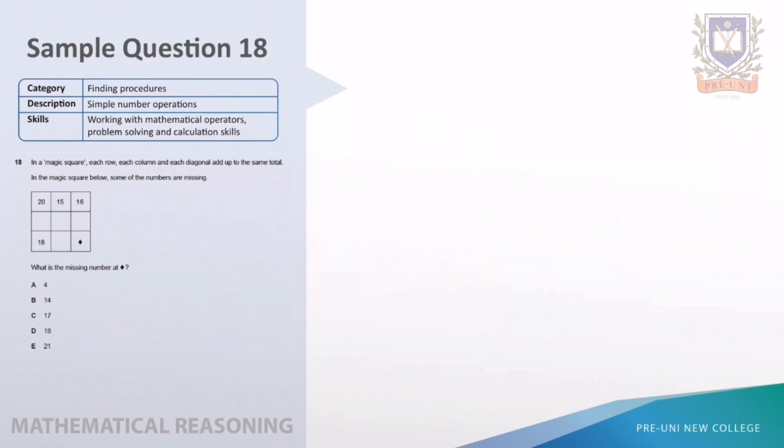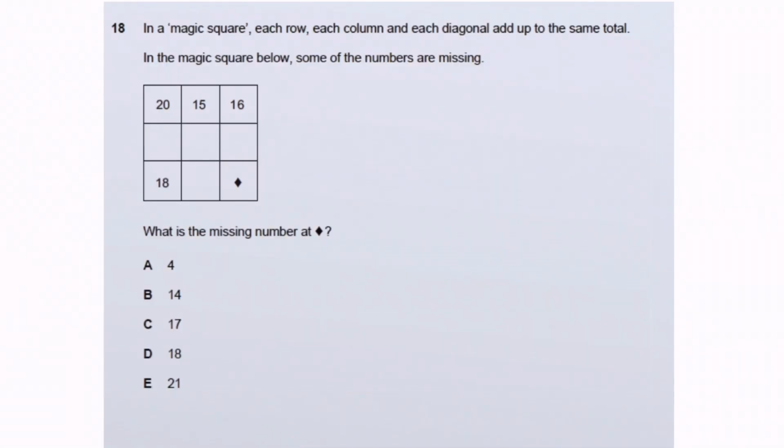For question 18, we have the category finding procedures, the description simple number operations, and the skills working with mathematical operators, problem solving, and calculation skills. So in a magic square, each row, each column, and each diagonal add up to the same total. In the magic square below, some of the numbers are missing. So we are given the square here. So what is the missing number at the diamond?